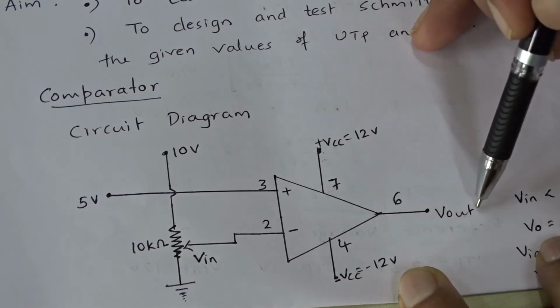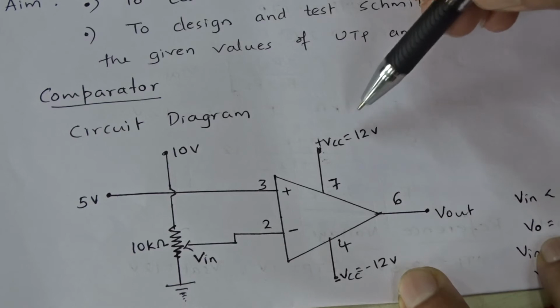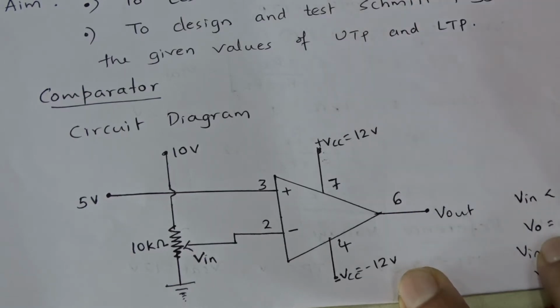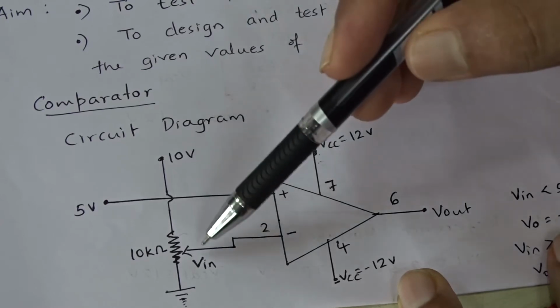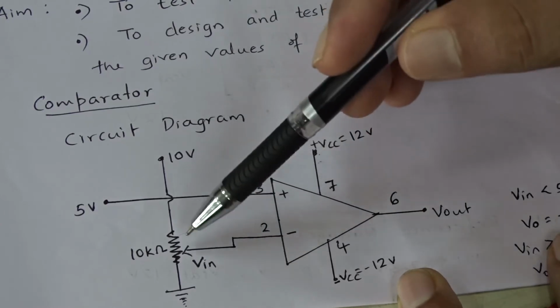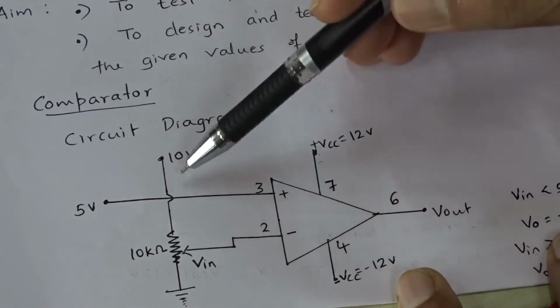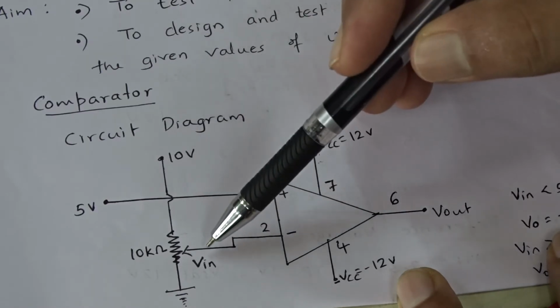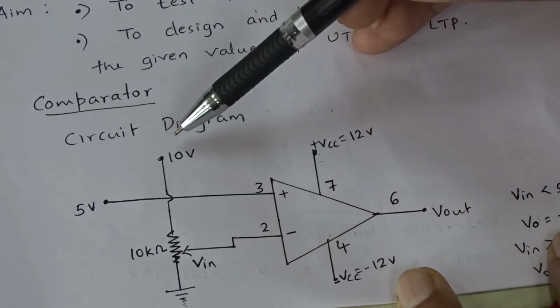Pin number 6 is the output, and pin number 7 and pin number 4 are connected to plus VCC and minus VCC. So here the working of the circuit is: I vary this input voltage by varying the potentiometer, and one terminal of this potentiometer is connected to 10 volt. So by varying this potentiometer, I can change the voltage from 0 to 10 volt.